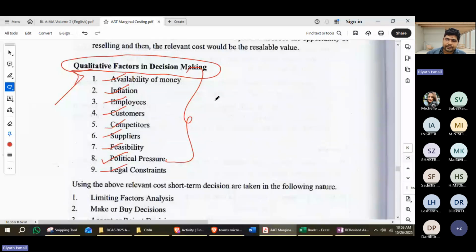In the assessment, they're asking about some other financial aspects. This is part of it.